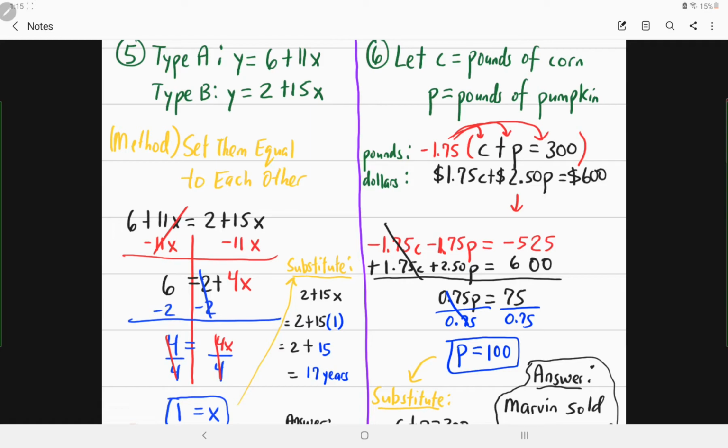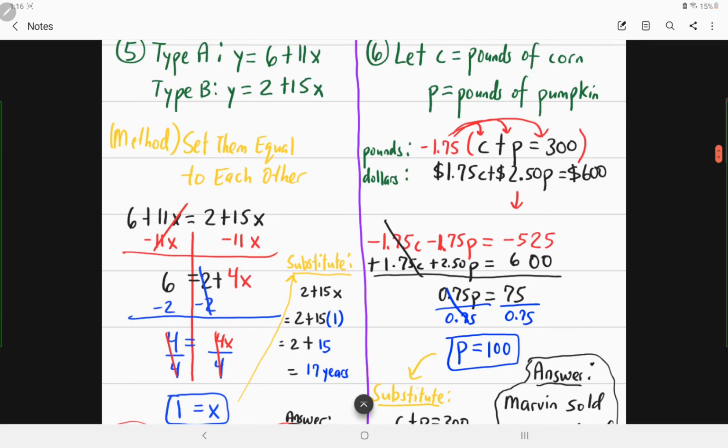I know that would go at the top because the problem says Marvin's farm sold a total of 300 pounds. And if you look on the top, we're comparing the number of pounds. On the bottom equation, notice next to dollars, I even put a dollar sign to kind of help you out. And know that those numbers for dollars have to come on the bottom equation where it says dollars. So the problem says it's $1.75 per pound of corn. So that's 1.75 C. Problem also says it's $2.50 per pound of pumpkin. That's why we put plus 2.50 P.